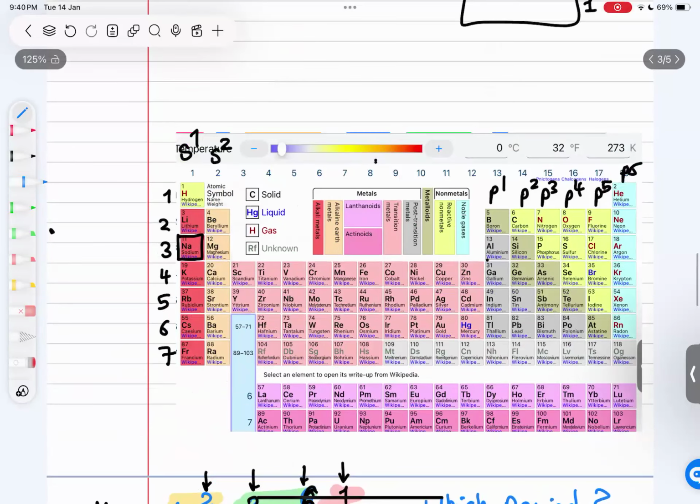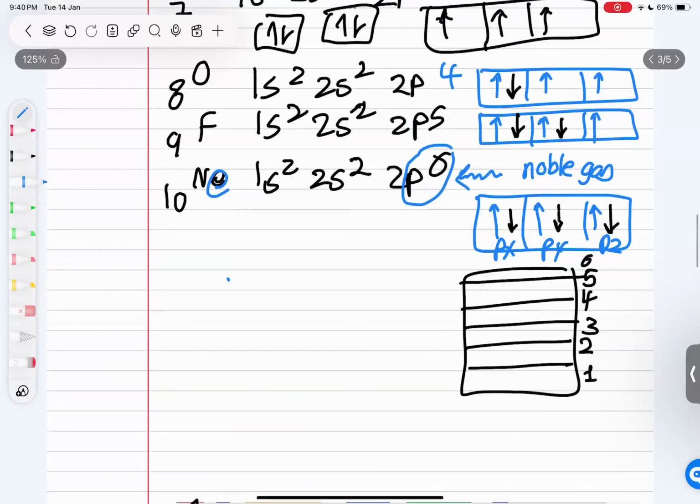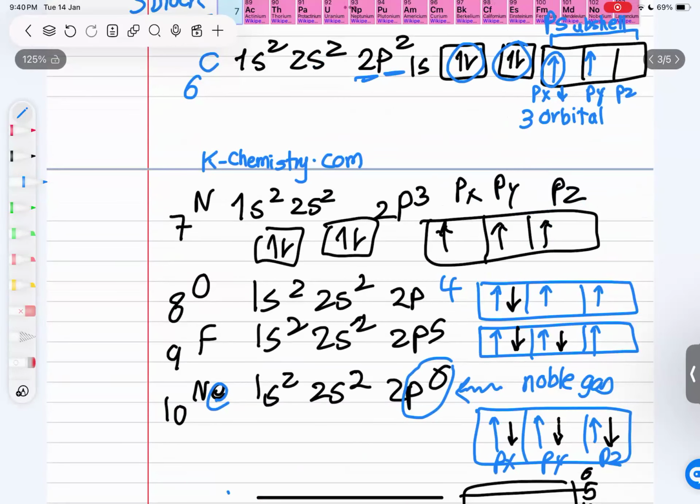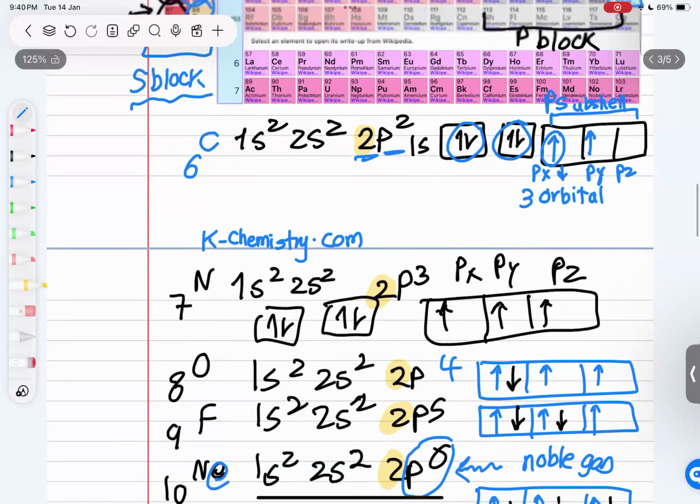What if I ended in 2? All of these ended in 2, right? This ended in 2, this ended in 2, this ended in 2. Why did they end in 2?